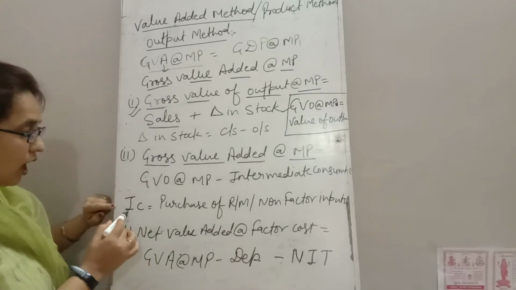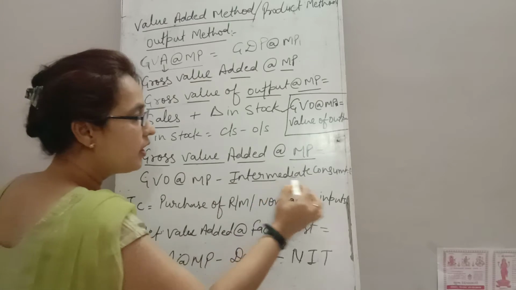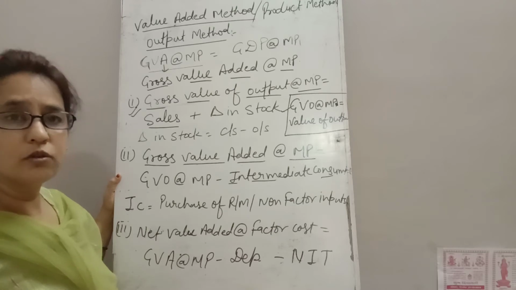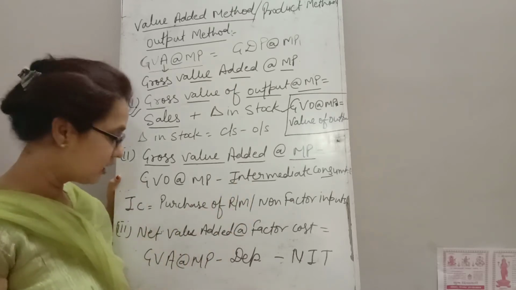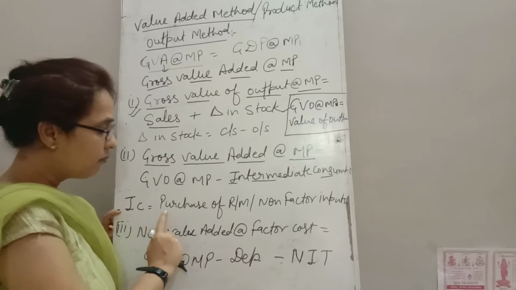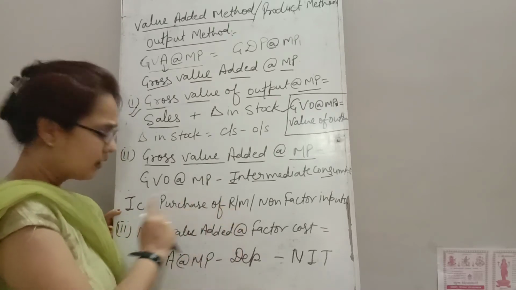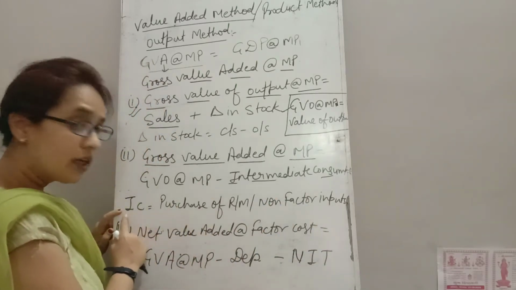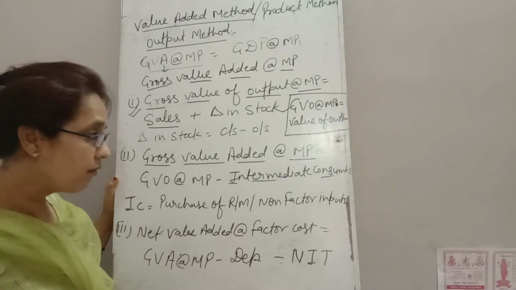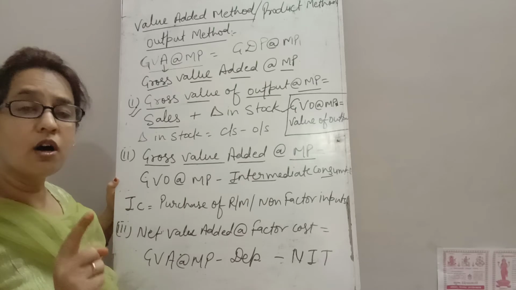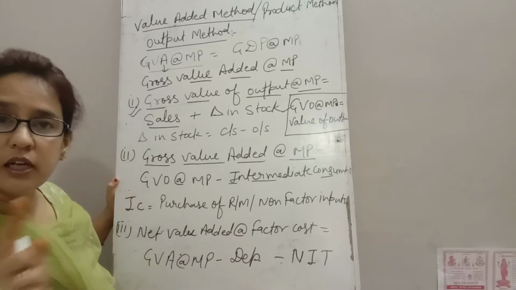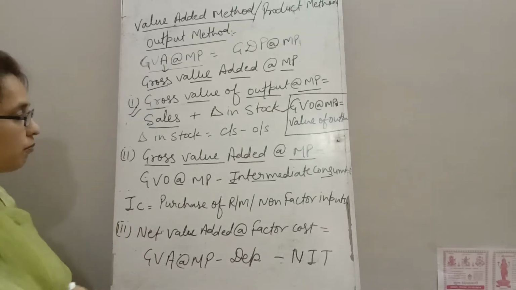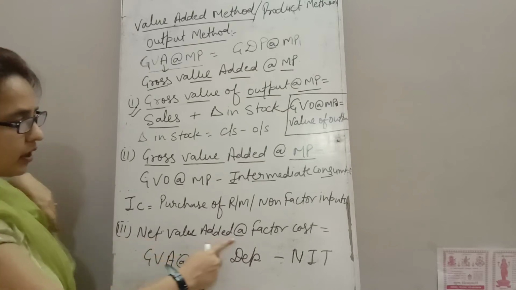Clear? Now, IC. What is the short form of intermediate consumption? IC. IC can be given under a few names, such as intermediate goods, which is also known as intermediate consumption. In intermediate consumption, they can give purchase of raw material. Take it as intermediate consumption. Purchase of non-factor inputs is also known as IC. If in the question it is given as purchase of factor inputs or purchase of machinery, it is not intermediate consumption.